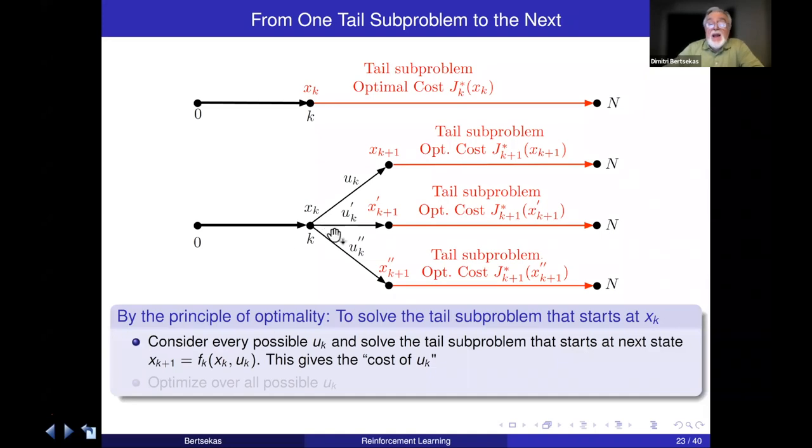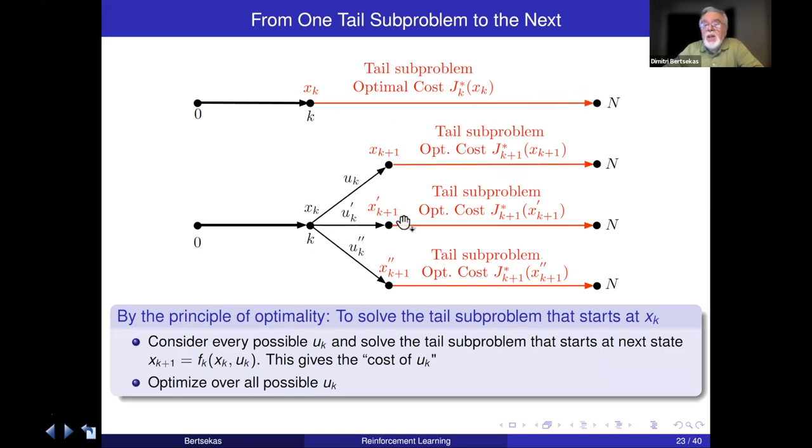Well, no matter which state I go to, I'm going to have to be using the sequence dictated by the tail subproblem. So I can consider all possible controls to all possible next states and then take the optimal solution of the corresponding tail subproblem. So what I need to do is take the cost of this first transition, add to it the optimal cost of the tail subproblem, which I have to follow if I am to act optimally, and then optimize over all possible controls.